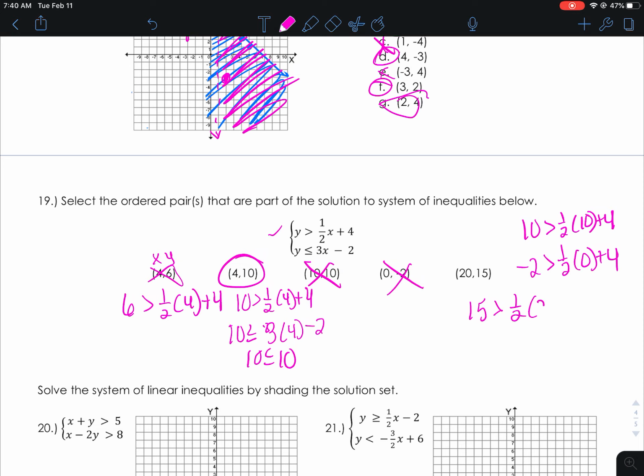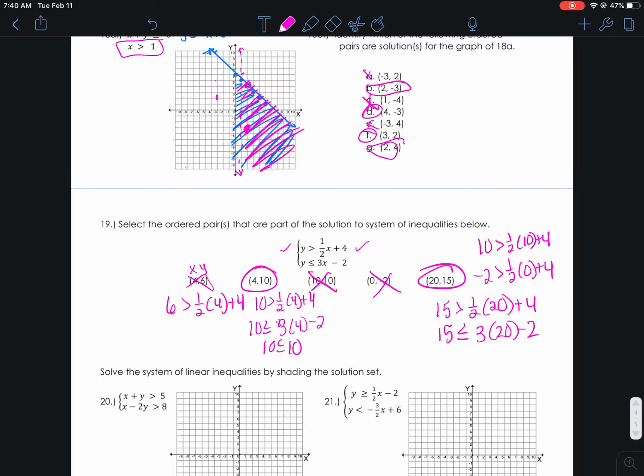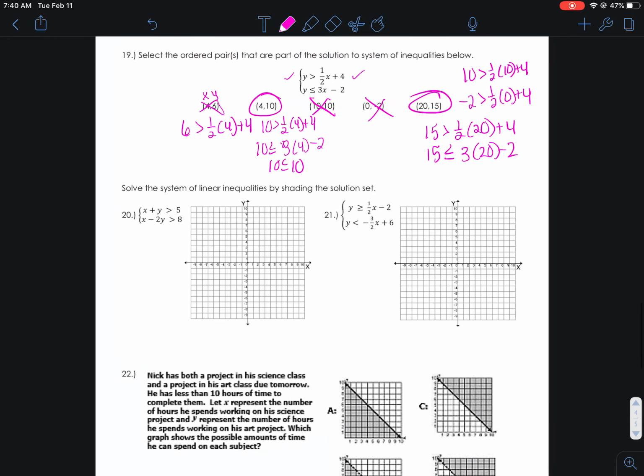So like which ones select. So that's going to be 10. That's true for the first one. And 15 is less than or equal to 3 times 20 minus 2. That's definitely true because that's 58. All right, so it's the second and the last one.